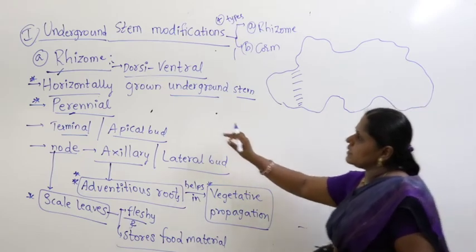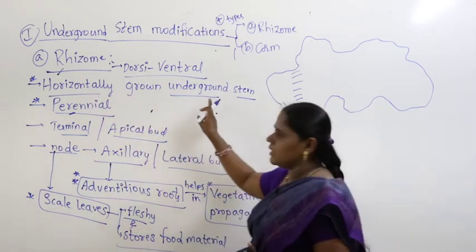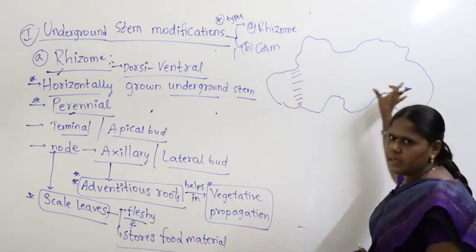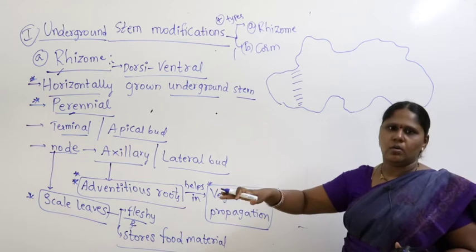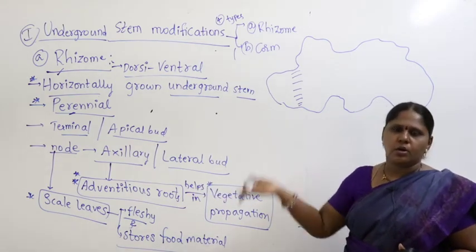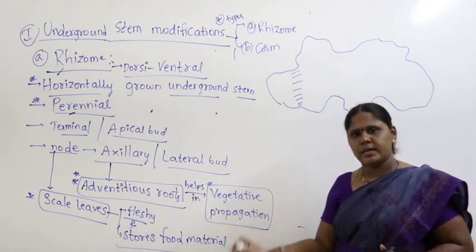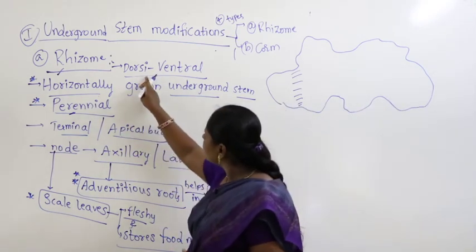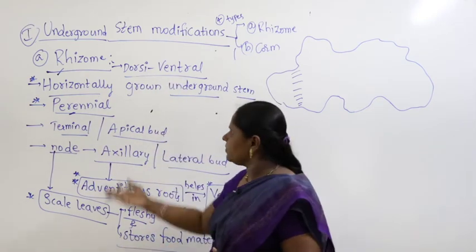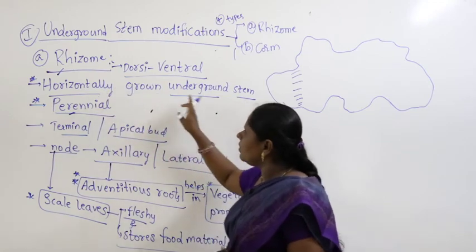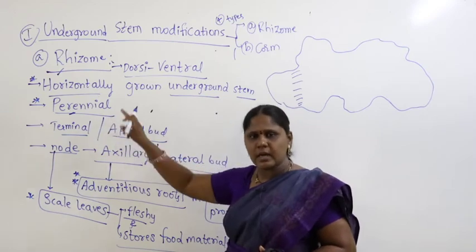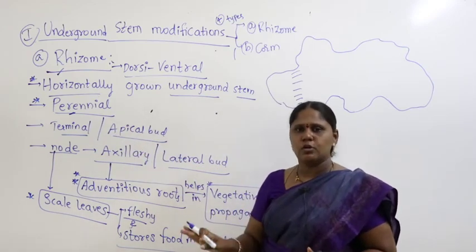What is the first one I said? It grows horizontally. Whenever it is placed in the soil, it grows horizontally, parallel to the soil layer. Dorsal side is different, ventral side is different, so we discussed dorsoventral. Horizontally grown, underground. Then what is perennial? You all understood that it has a lifespan of more than 2 years.